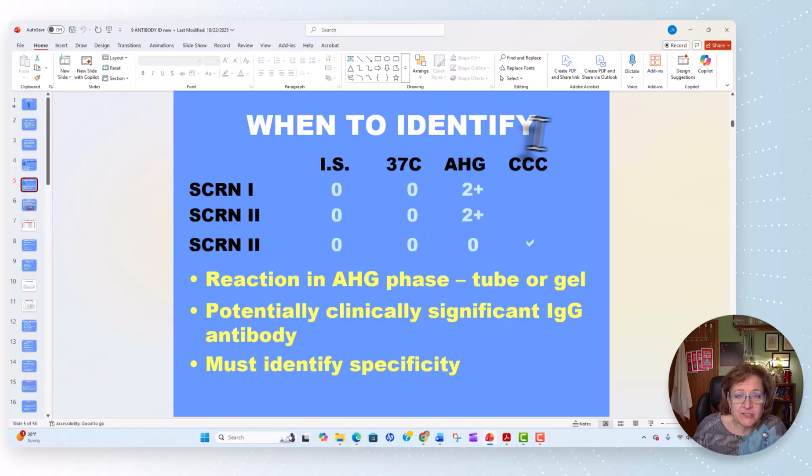Now, in this situation, it's negative at immediate spin, and we use a 37. Now, remember, we don't always do a 37. It depends on what type of enhancements you're using, but it is positive at AHG. And then screen 3 is negative. Check cells here worked, so it's a valid test. We have a positive in the AHG phase, so we have to identify it. This could potentially be a clinically significant IgG antibody, and we have to find out what it is. So we have to identify specificity.